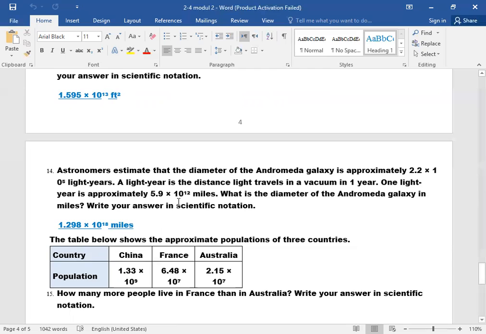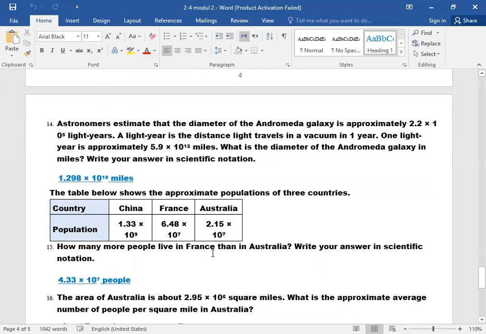The next question: how many more people live in France than in Australia? How are we going to solve this question? The table below shows the approximate population of 3 countries. Think how you are going to find how many more people live in France than Australia. We have in France 6.48 times 10 to the power of 7 and in Australia 2.15 times 10 to the power of 7. So we have to subtract.